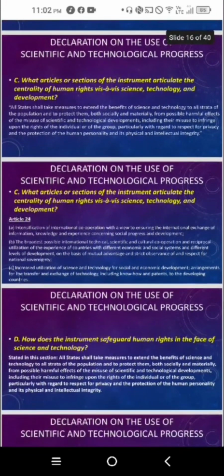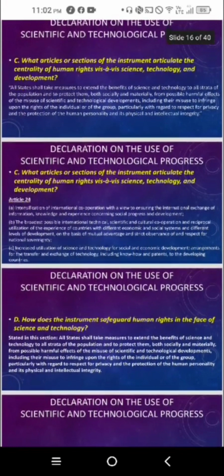What articles or sections of the instrument articulate the centrality of human rights vis-a-vis science, technology, and development?